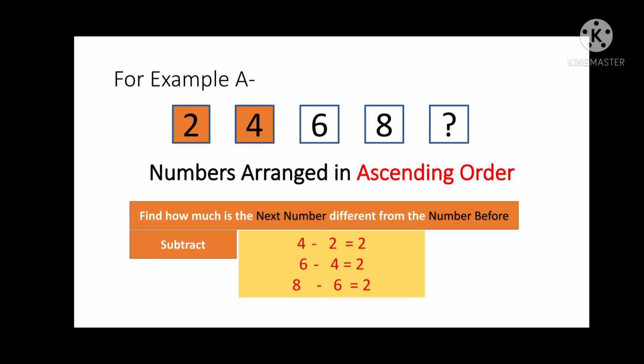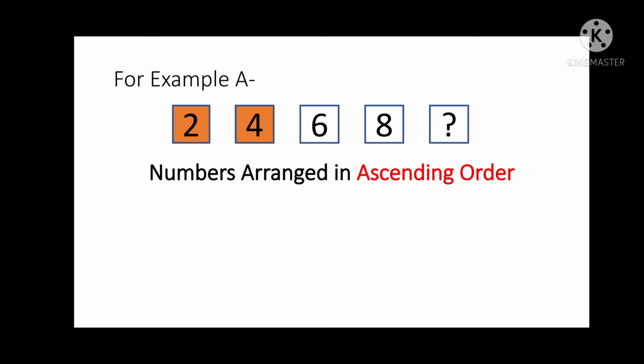So we can see a pattern here. Something is happening again and again. What is happening again and again? Every time number 2 is getting added in the sequence. So we have to plus 2 after every number. Let's see. 2 plus 2, 4. 4 plus 2, 6. 6 plus 2, 8.